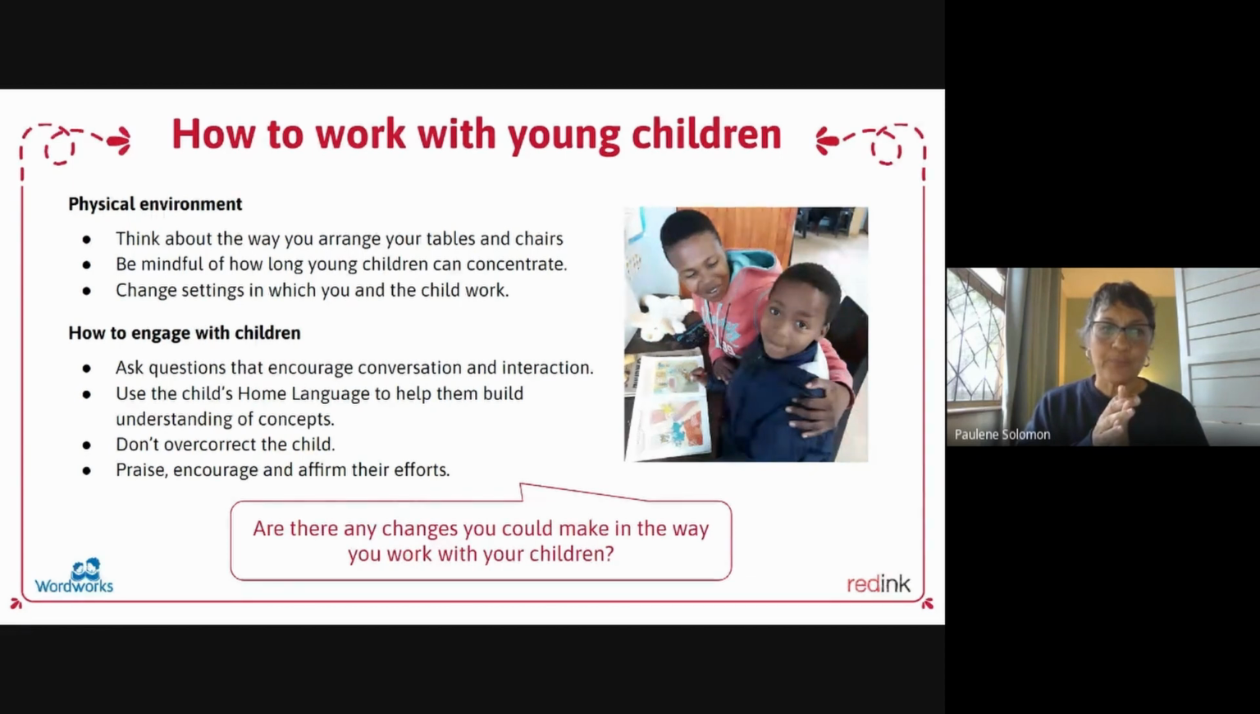Okay, so I'm going to pause a little bit. And I want you to have a look at that question at the bottom. And even the group that's at Labone, you could talk to each other because you're sitting behind one screen. Are there any changes based on what I just briefly shared? Are there any changes you could make in the way you work with children? Have a look, write it down, and then we're just going to do a quick go around and hear what you have to say. Okay.